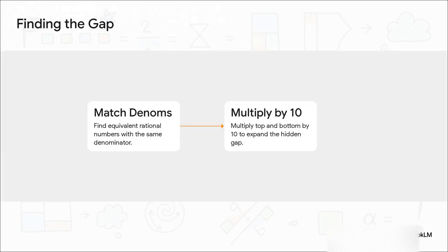So practically speaking, how do we find these hidden numbers? Well, here's a really great trick for your homework. Say you need to find numbers directly between 3/5 and 4/5. First, ensure they have the same denominator. They do. Then, just multiply the top and bottom of both fractions by 10. Magically, 3/5 becomes 30/50ths, and 4/5 becomes 40/50ths. You've just artificially expanded the gap. And now you have 9 whole numbers, 31, 32, all the way up to 39/50, sitting perfectly right between your original two values. How cool is that?